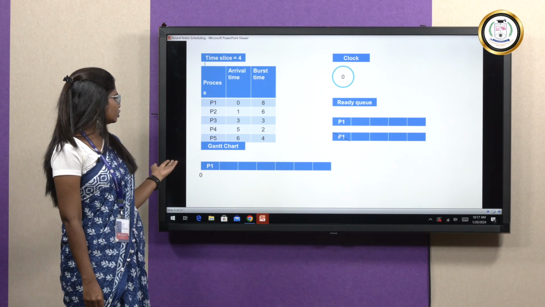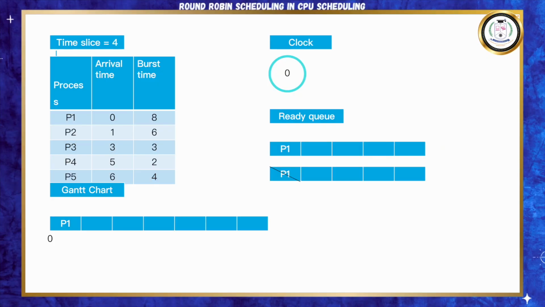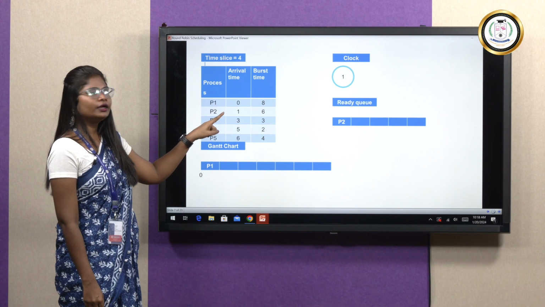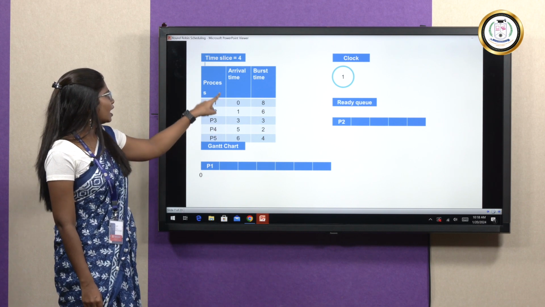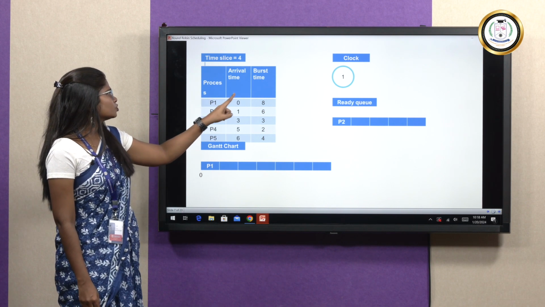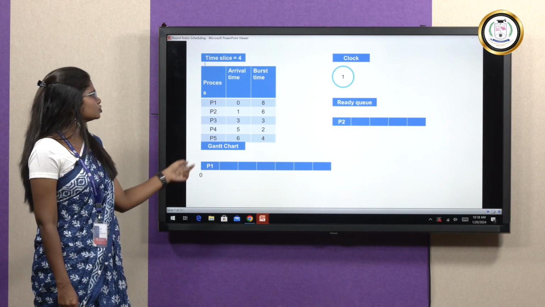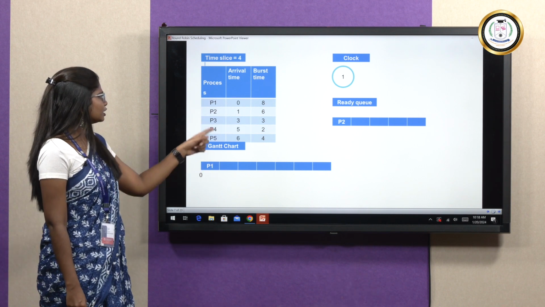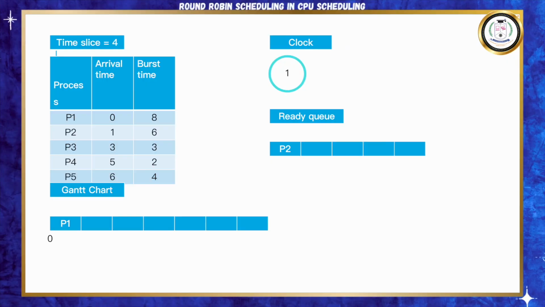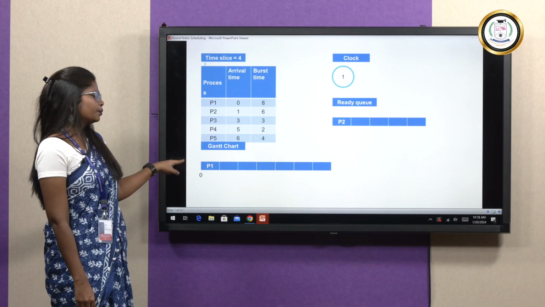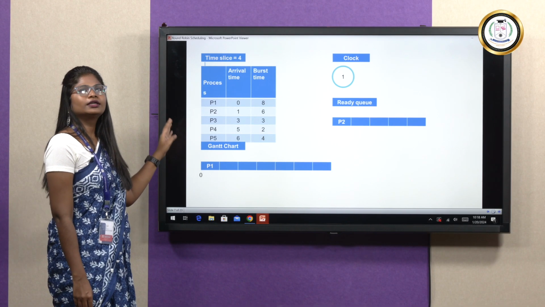CPU time will be given to process 1. It starts from 0, and after the clock changes to 1, process 2 also enters the ready queue, as the arrival time of process 2 is 1. At clock time 1, process 2 gets into the ready queue, but it will not get the CPU time now, as the time slice is 4. Process 1 will execute until time 4.